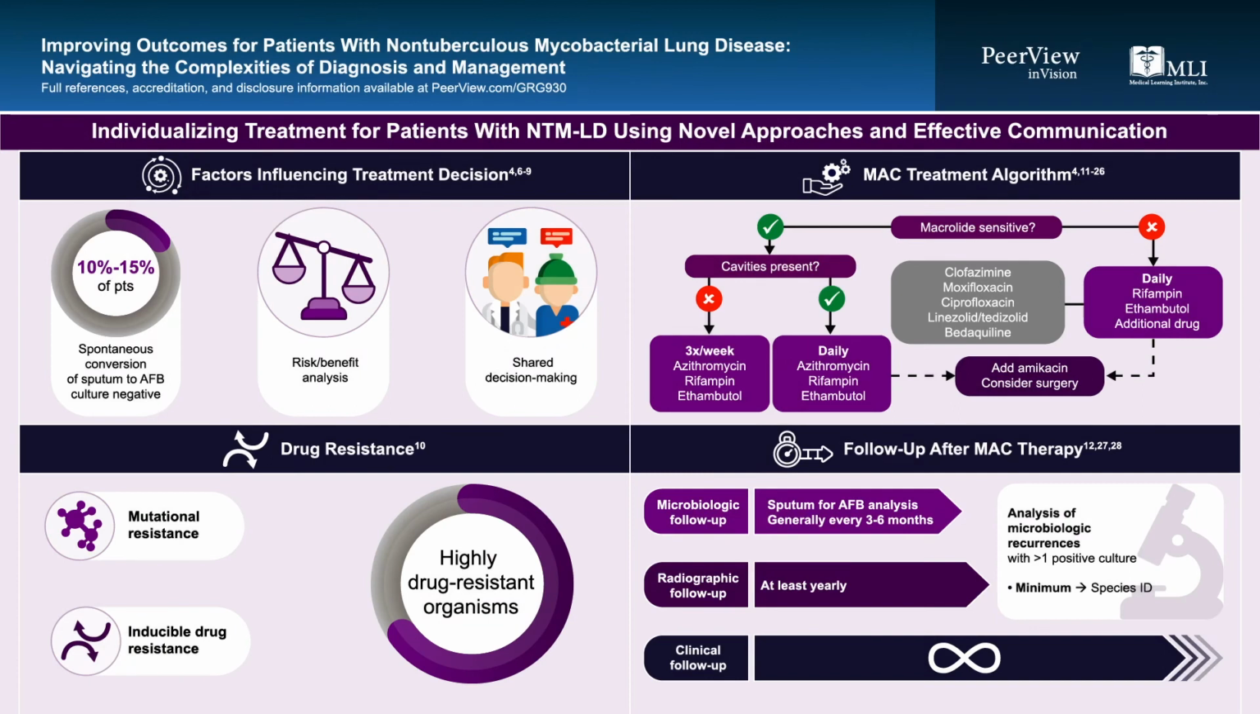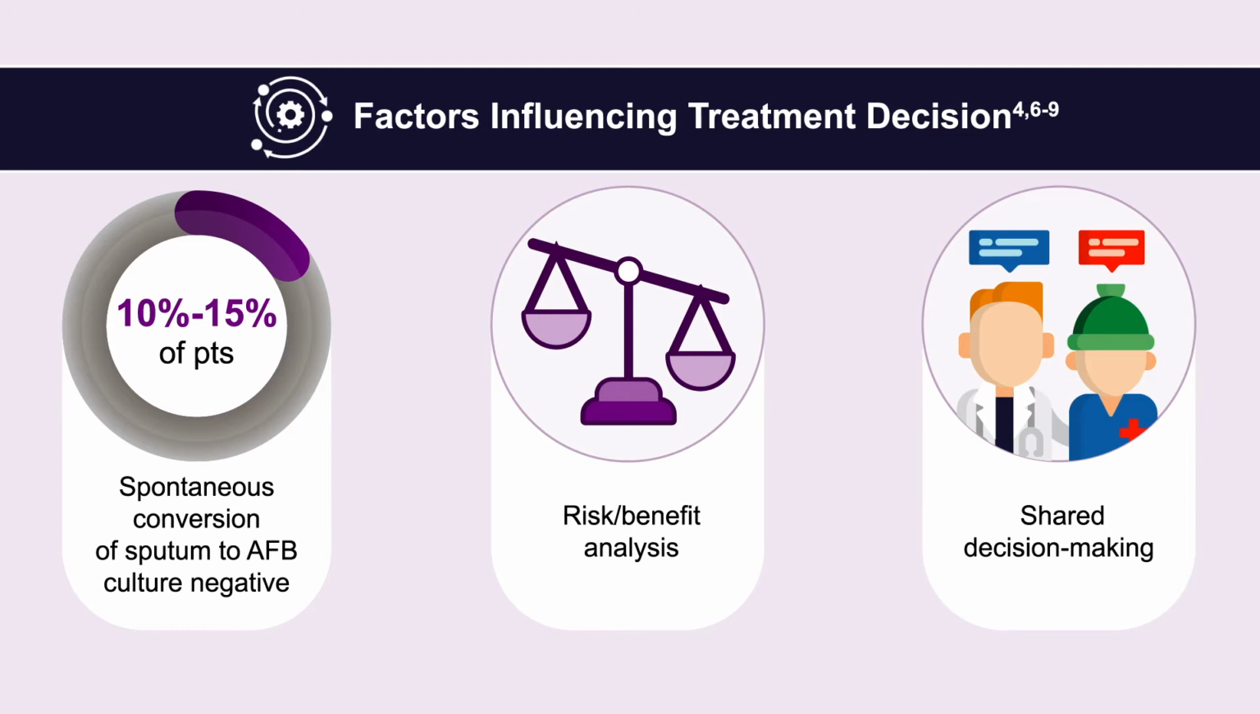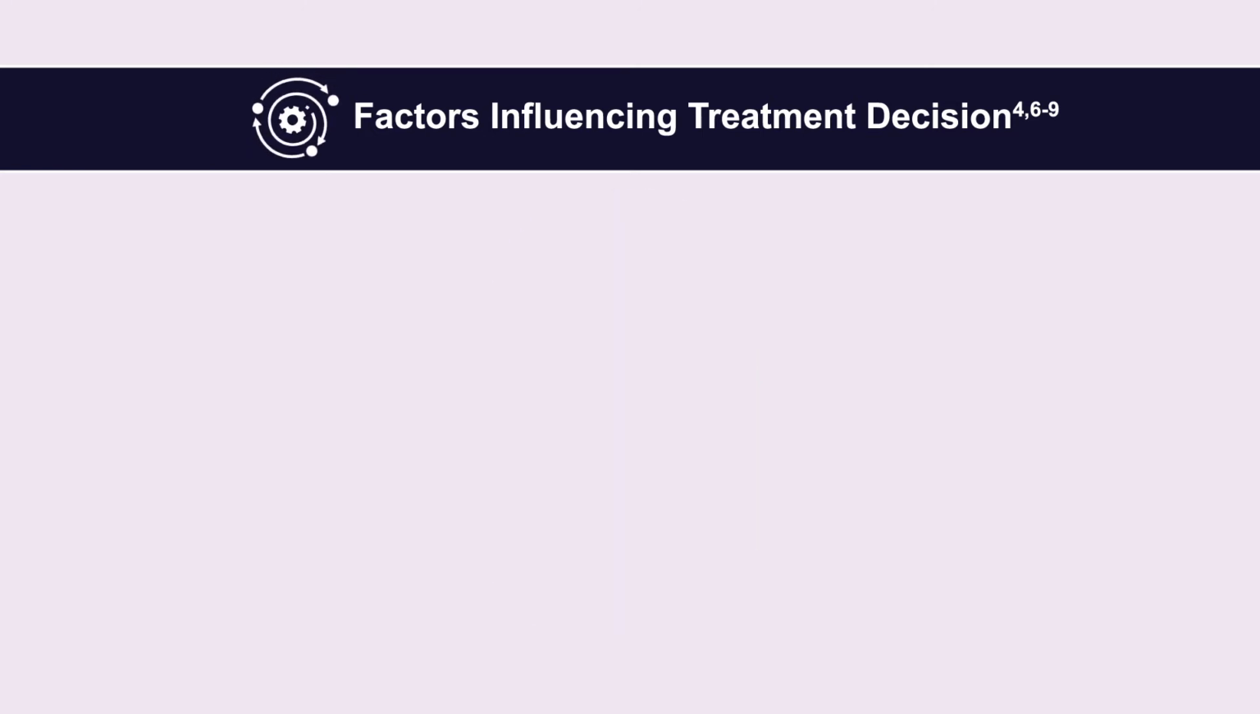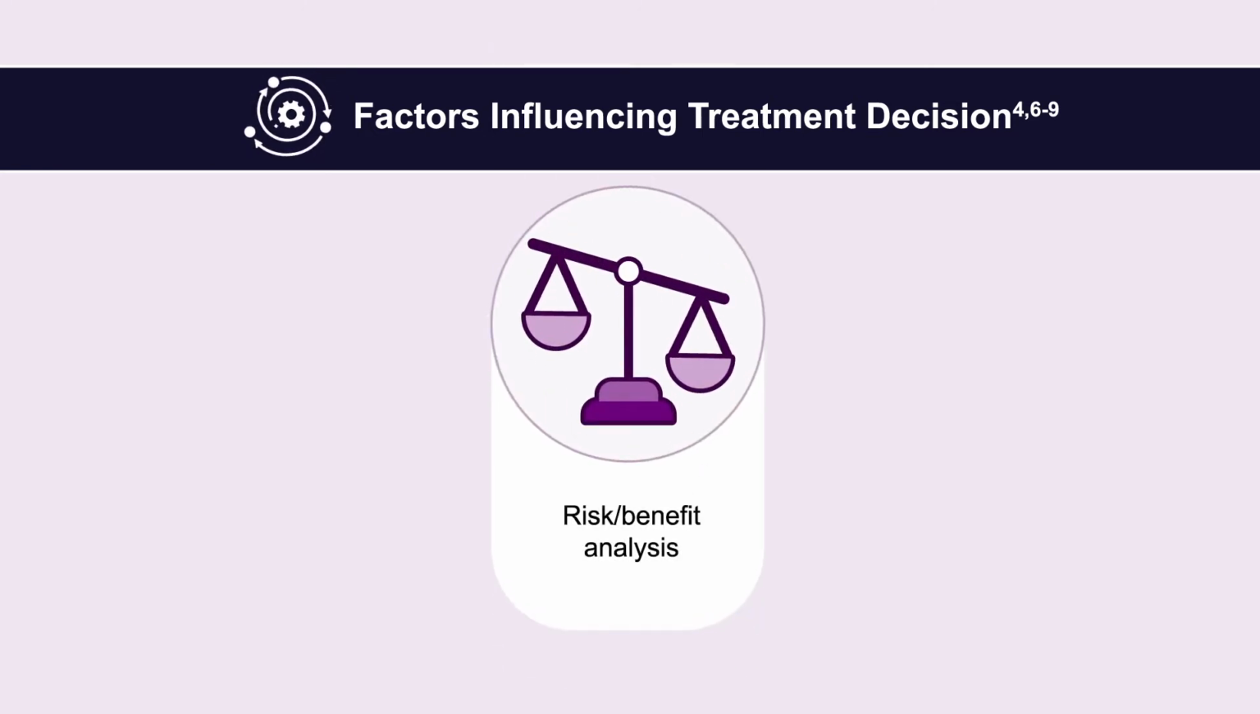So let's talk about treatment. We don't treat everyone with this disease. There's certainly factors influencing the decision to treat. 10% to 15% of patients diagnosed with MAC lung disease, so patients who meet the diagnostic criteria for MAC, can spontaneously convert their sputum to negative. We know that there are risk factors for progression. And when we think about treating these patients, it's a real risk-benefit analysis. I know of no other infectious disease where I tend to wait for the patient to tell me they want to be treated. Most of the time, you have an infection, the doctor says they're going to treat it, and they treat it.